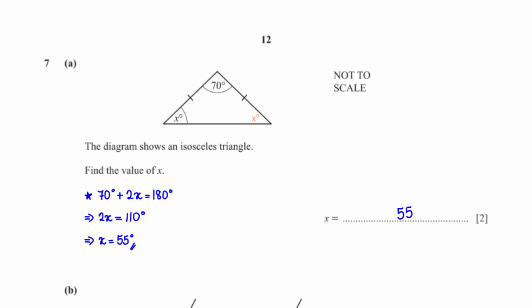The diagram shows an isosceles triangle. Find the value of x. Base angles in an isosceles triangle are equal. The sum of the angles in a triangle must add up to 180 degrees. So we have 70 + 2x = 180. When we subtract 70 from both sides, we get 2x = 110. And when we divide both sides by 2, we get x = 55.